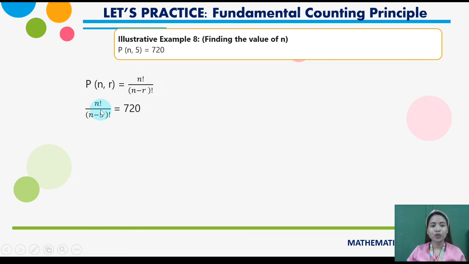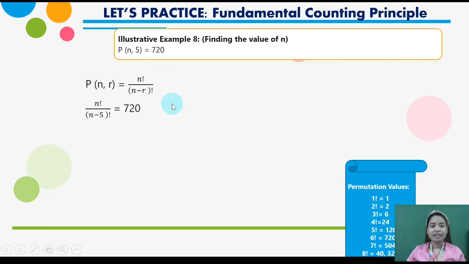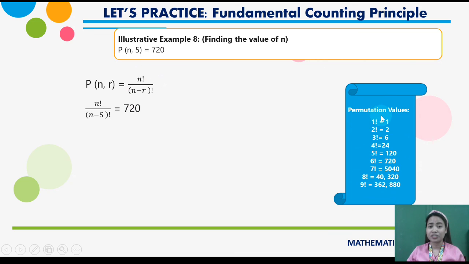So we have n factorial all over quantity n minus 5 factorial is equal to 720. 720 is from the given. Then we have here the permutation values that you can use in order to solve the given. So we have n factorial is equal to 720 multiplied by n minus 5 factorial. The second step, substitute 720 with its permutation number. So we have n factorial is equal to 720. Look for the equivalent of 720. So it will become 6 factorial. Then just copy n minus 5 factorial.